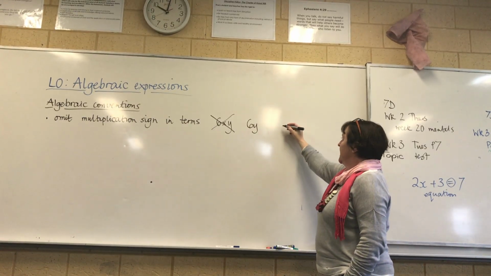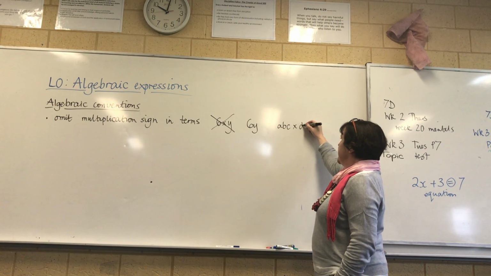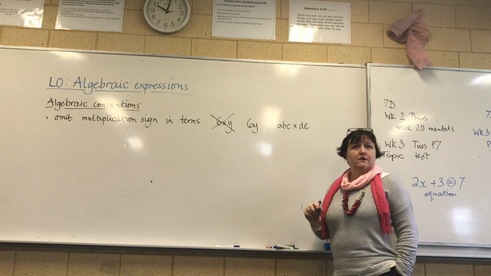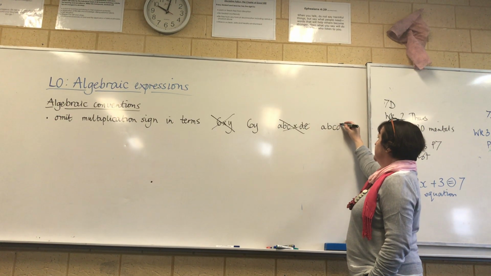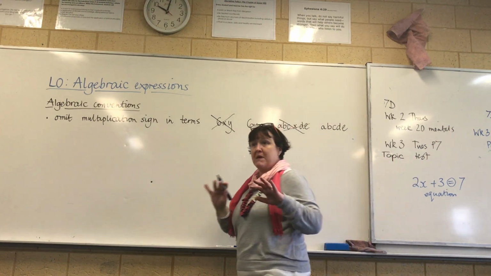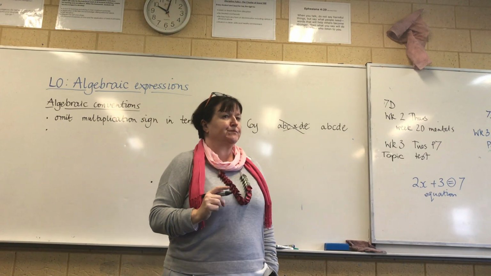And if you were writing ABC times DE, you wouldn't write it like that. You would just write A, B, C, D, E. That's right. So we omit the multiplication sign. Anyone know another convention?